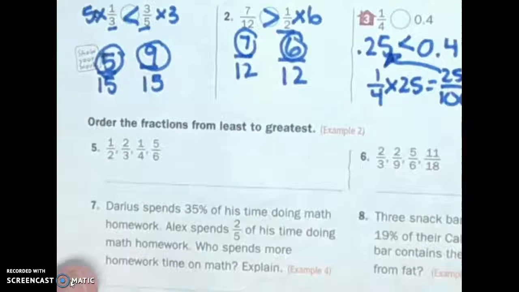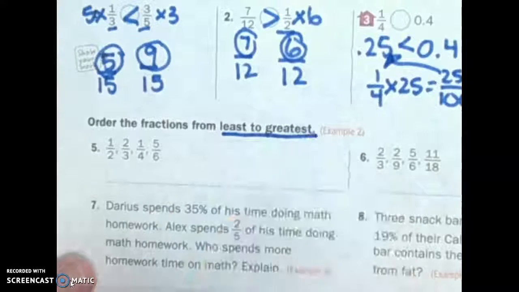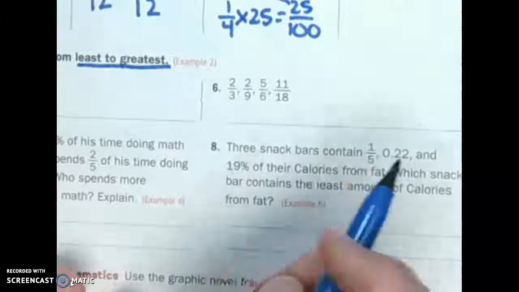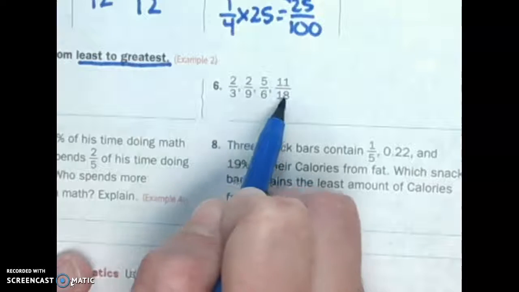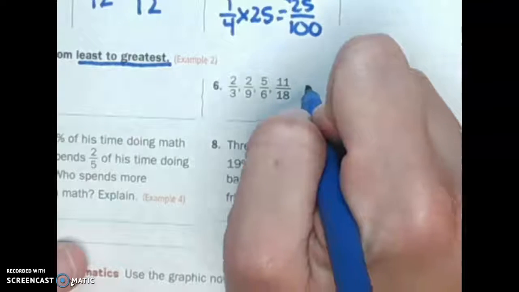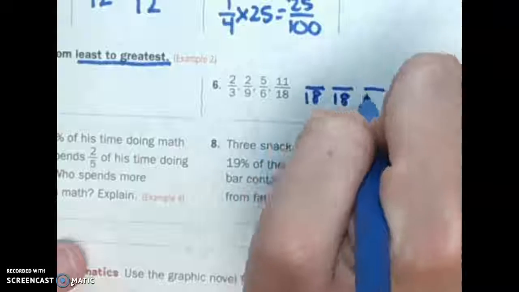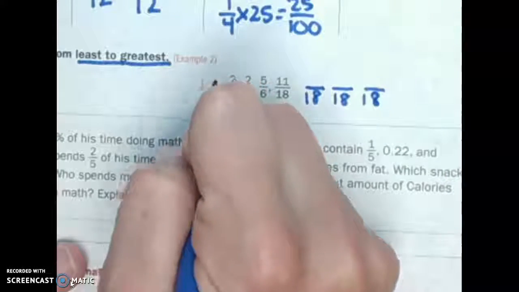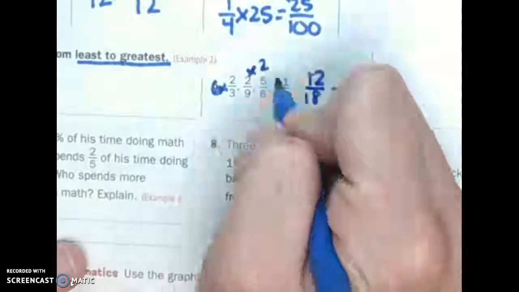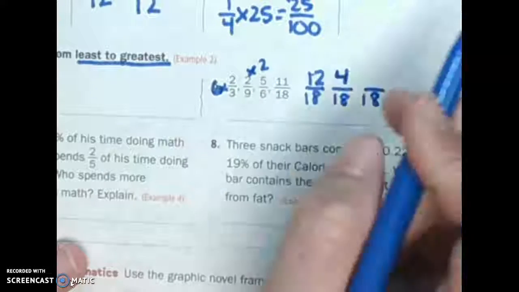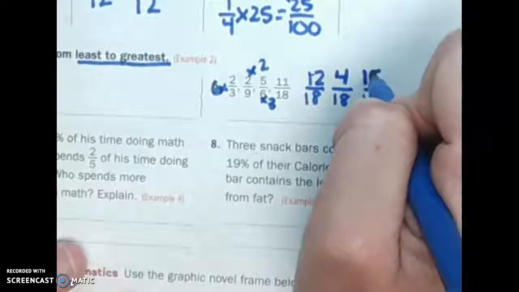Okay, we're going to look at number 5 next. And what they're asking is putting them in order from least to greatest. No, we're going to do number 6. We need to find a common denominator because they're all different. But if I look at these 3 numbers right here, I know they can all change into 18. So I'm going to rewrite 3 fractions because the fourth one already has 18. And I'm going to have 18 below. Because 3 times 6 is 18, so 6 times 2 is 12. 9 turns into 18 by multiplying by 2. And 2 times 2 is 4. And 6 turns into 18 by multiplying by 3. 5 times 3 is 15.